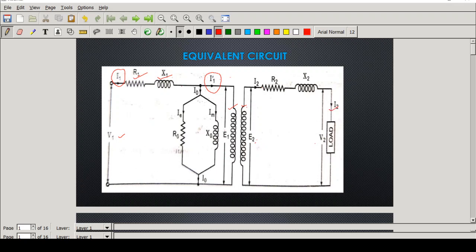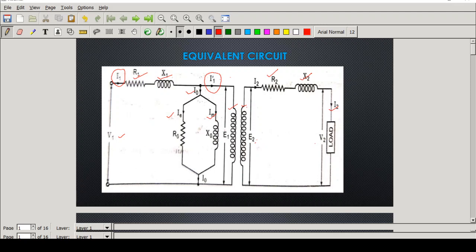The other part is I0, which consists of two components: the core loss component IE and the magnetizing component IM. Here R2 represents the resistance of the secondary winding and X2 represents the reactance. So this is the equivalent circuit.